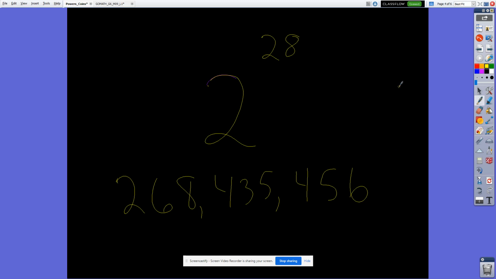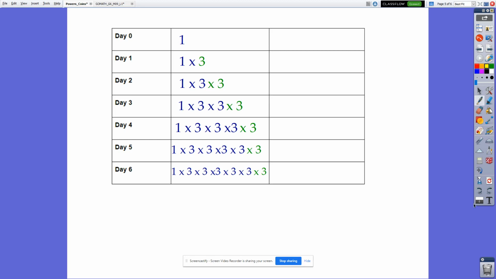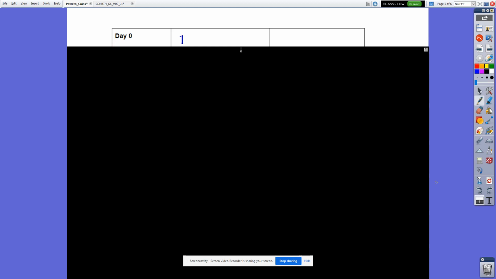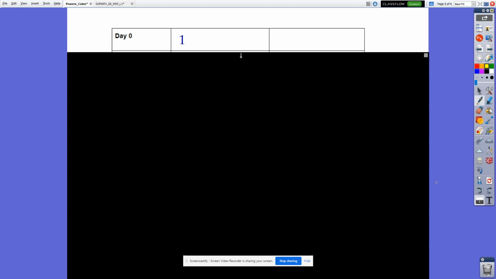Now, what happens if the Djinni had said that that coin would triple each day? Well, let's look. If it triples, we'll say day 0, nothing happens. So she has 1 coin. With that 1 coin, how many times are we using 3 as a factor? Looks like 0 times. So 3 to the power of 0 is equal to how many? Yes, it's equal to 1.